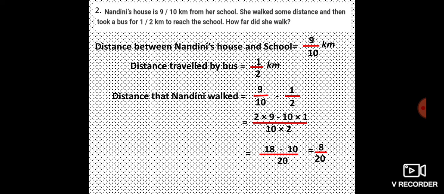8 by 20. In 8 and 20, which is common? 4 is common. In 8, how many 4s? 2. In 20, how many 4s? 5. So, the answer is 2 by 5. So, 2 by 5 kilometer she walked.